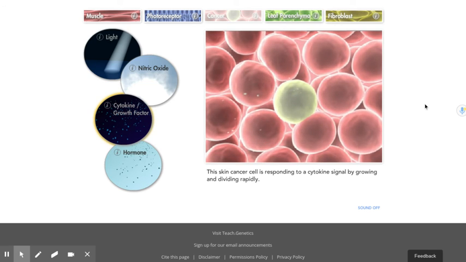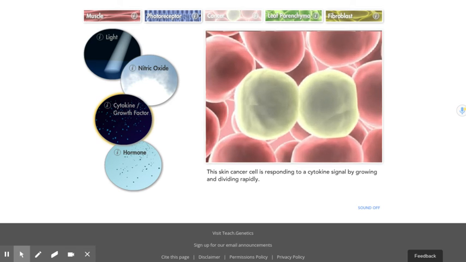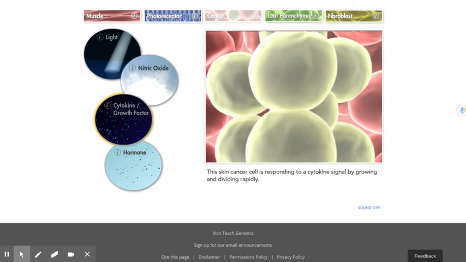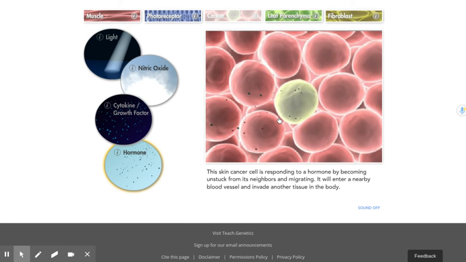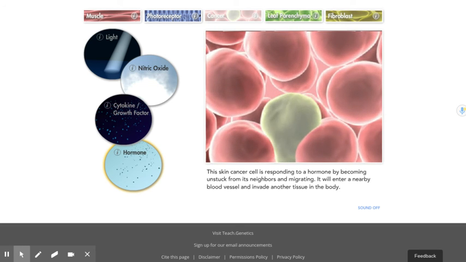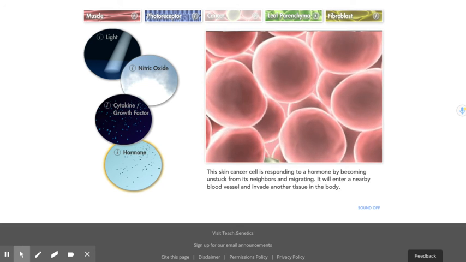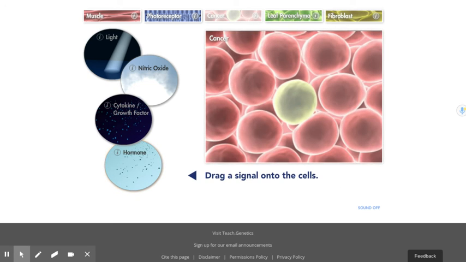This skin cancer cell is responding to a cytokine signal by growing and dividing rapidly. This skin cancer cell is responding to a hormone by becoming unstuck from its neighbors and migrating. It will enter a nearby blood vessel and invade another tissue in the body.